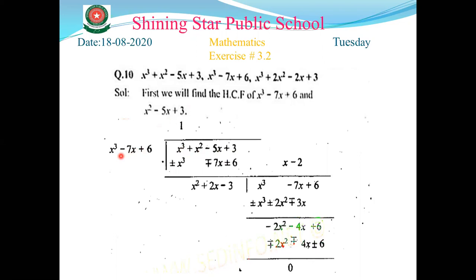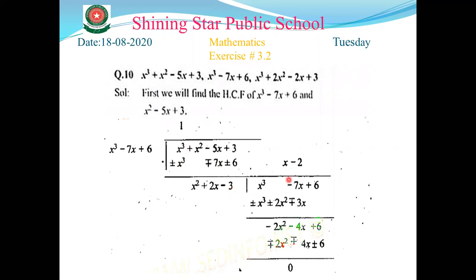We multiply x cube minus 7x plus 6 with 1. So it becomes x cube minus 7x plus 6. Change the signs. Plus changes into minus, minus changes into plus. Now this x cube cancels. So, remaining is x square plus 2x minus 3.